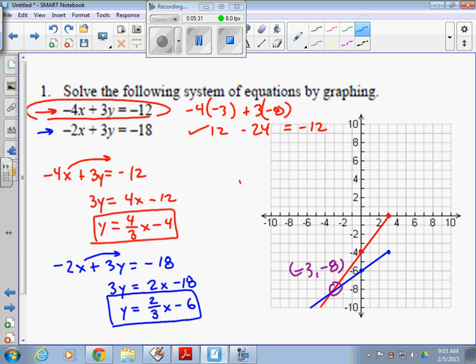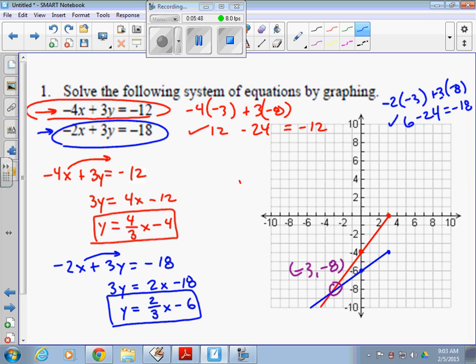The other one, the negative 2x plus 3y equals negative 18. Negative 2 times x is negative 2 times negative 3. We know that's positive 6. Plus 3 times y is negative 8. That's minus 24 equals negative 18. Again, that one is true as well. 6 minus 24 is equal to negative 18. So this is our solution, negative 3, negative 8. And again, I did not try to show the error, but that shows what's unreliable about the graph and check method.